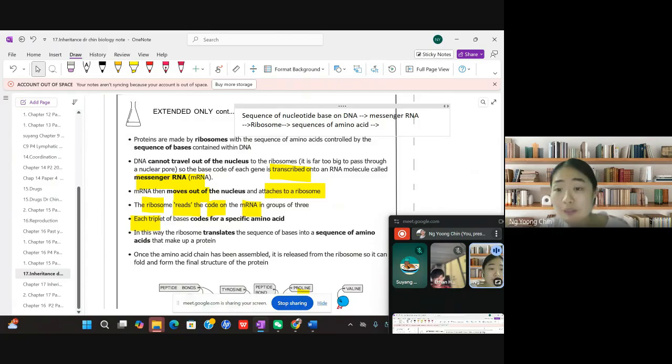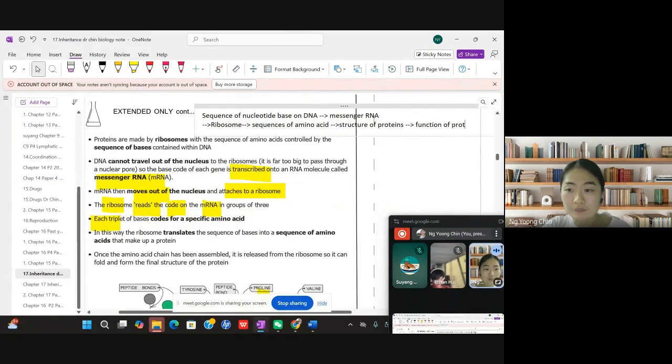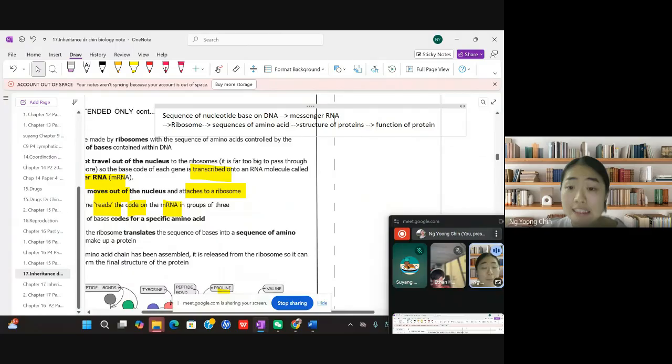And then this sequence of amino acids, what does it become? It becomes the polypeptide chain. So it will start to form the structure of the proteins. And this structure of protein later becomes the function of proteins. Do you know that the function of protein is actually determined by its structure? So what determines the structure of proteins? It's the sequence of the amino acids. Their shape and structure will affect their functions. So that's why the sequence of amino acids is very important.